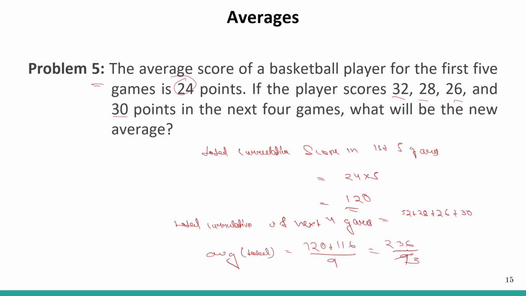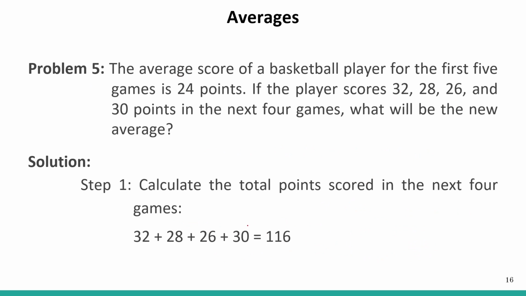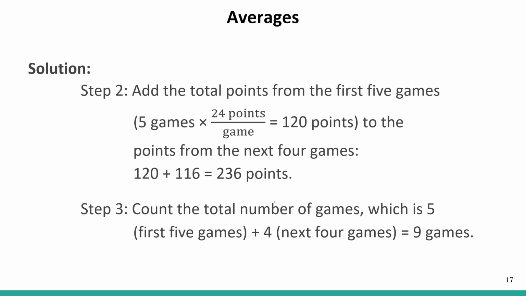It won't be divided by 3, it is 236 by 9. So the average will be this much. The total cumulative of the next 4 games is 116 and of the first 5 games is 120 points. So 120 plus 116 is equal to 236 points.